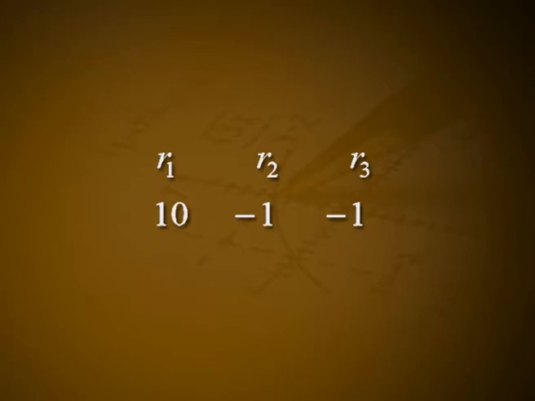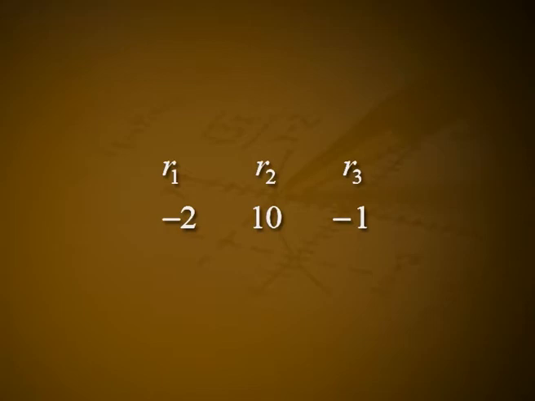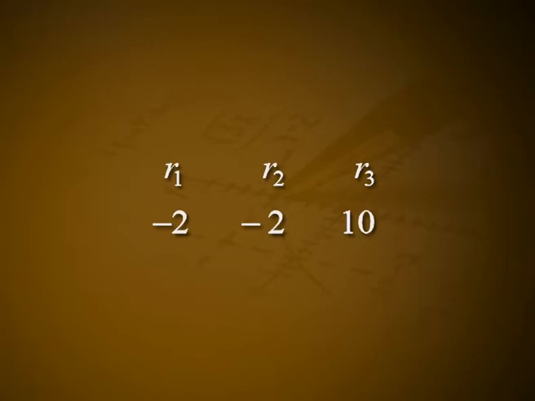By operation capital R1, the increments in R1, R2 and R3 are R1 10, R2 minus 1 and R3 minus 1. By operation capital R2, the increments in the residuals R1, R2 and R3 are R1 minus 2, R2 10 and R3 minus 1. By operation capital R3, the increments in the residuals R1, R2 and R3 are R1 minus 2, R2 minus 2 and R3 10.